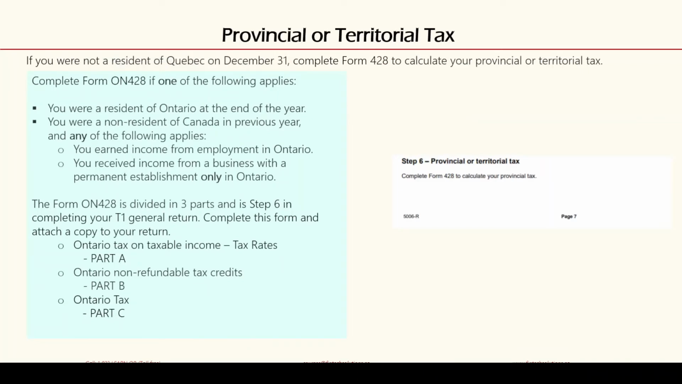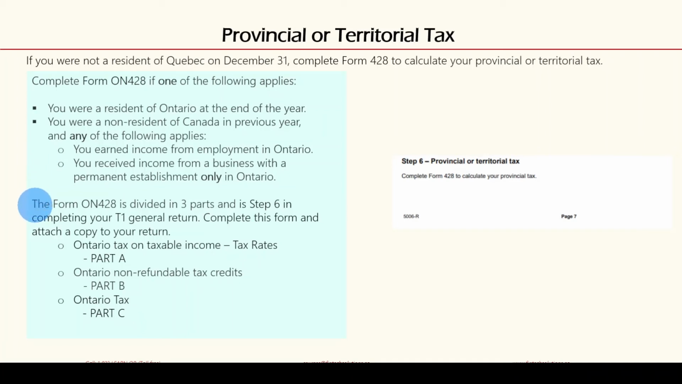The next is step 6, and that is the provincial or territorial tax. If you are not a resident of Quebec on December 31, complete Form 428 to calculate your provincial or territorial tax. Complete the Ontario 428, which is also called ON428, if one of the following applies. You were a resident of Ontario at the end of the year, or you were a non-resident of Canada in previous years, and any of the following applies: you earn income from employment in Ontario, or you received income from a business with a permanent establishment only in Ontario.